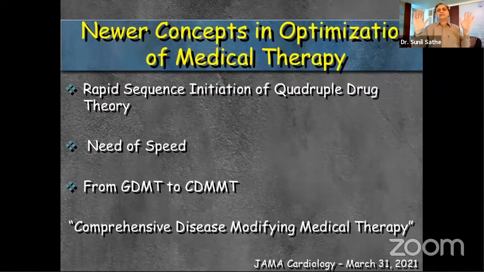The whole concept has changed from goal-directed medical therapy to CDMMT, that means comprehensive disease modifying medical therapy. It's just a few months ago. And what is the concept? Don't keep on discussing whether I would give ARNI first or SGLT2 inhibitor first. Think of the clinical subset of the patient.